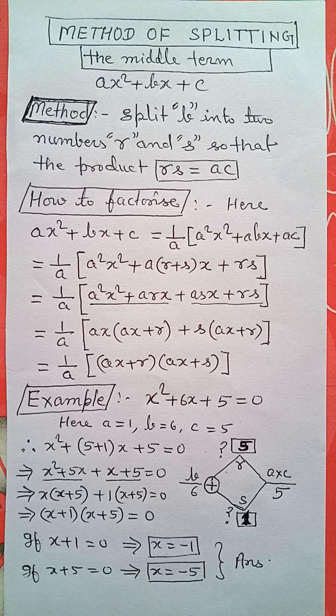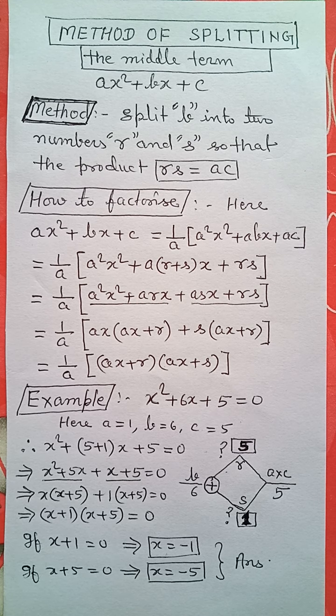For example, take the number 5. You can split 5 in different ways, like 0 plus 5, 1 plus 4, 2 plus 3, 3 plus 2, minus 1 plus 6, and so on. That means 5 can be split in different ways.